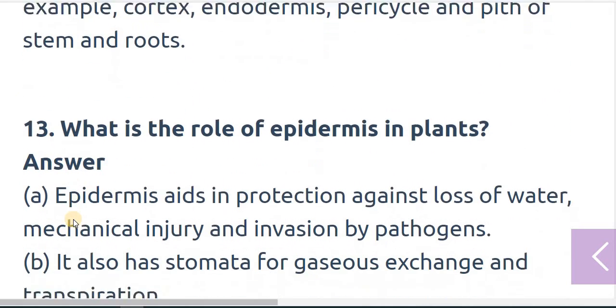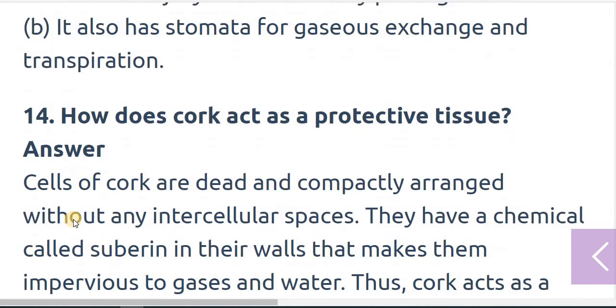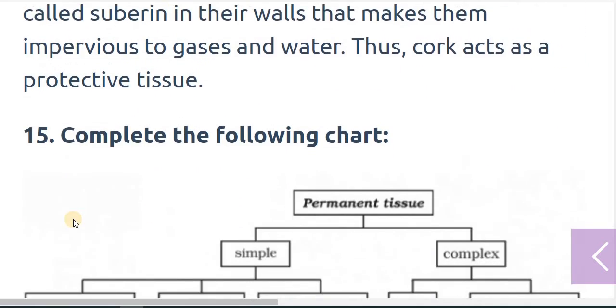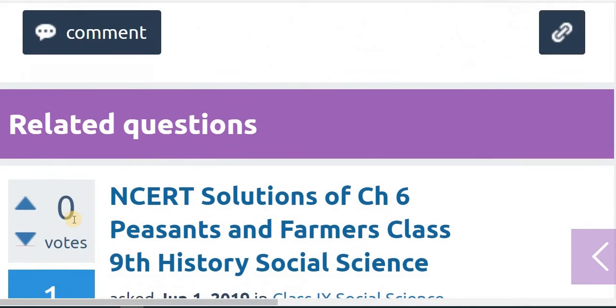This is the plant type question. What is the role of epidermis in plants? Again, plant. This chart is also about plant tissue.